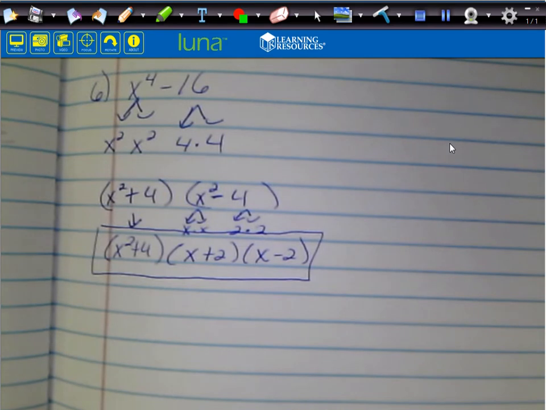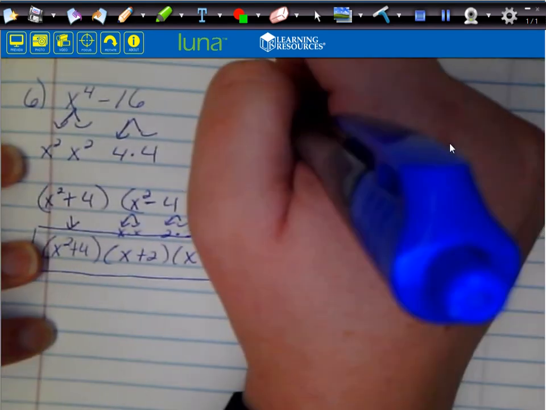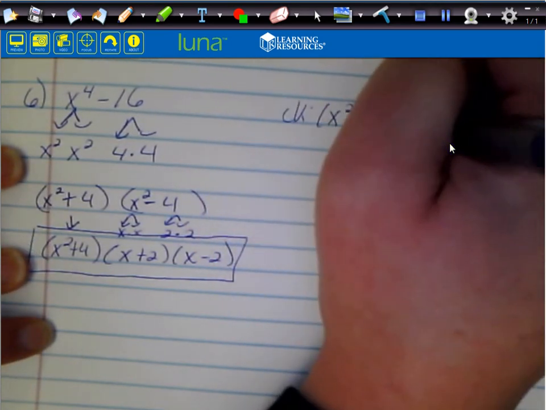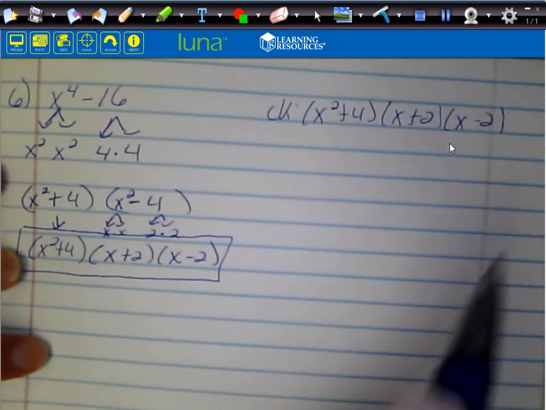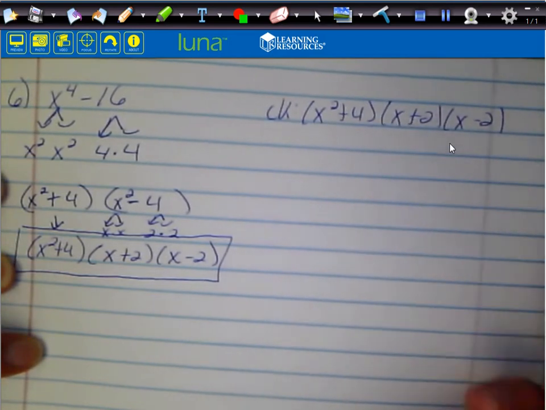I am going to take the time to check this one just because it's different than all the rest of the ones that we've done. You need to know how to check it. Now, you can start with any two and start distributing. However, I like to start with the two easiest ones first.